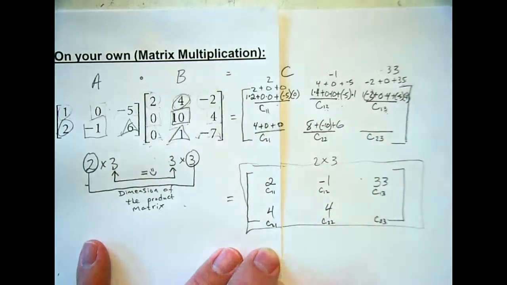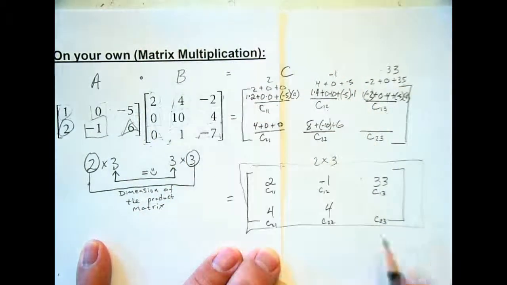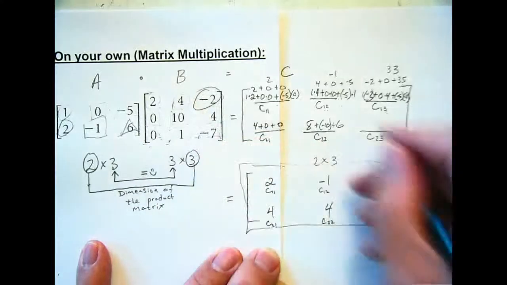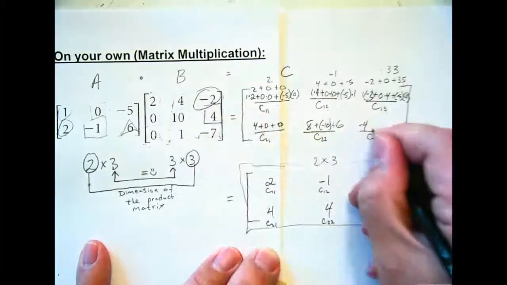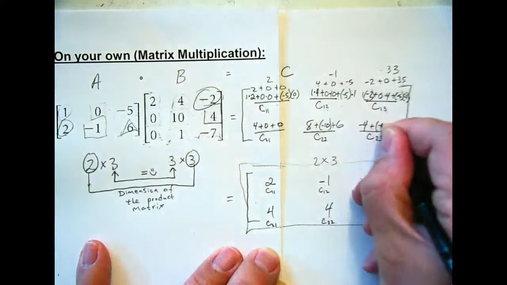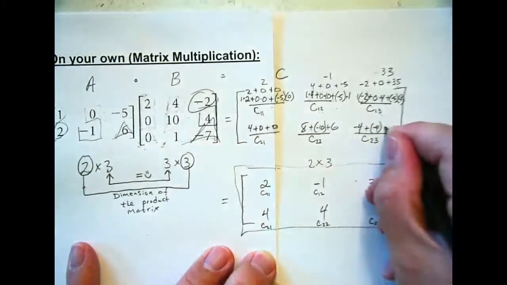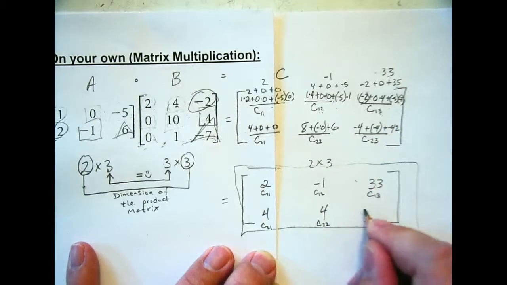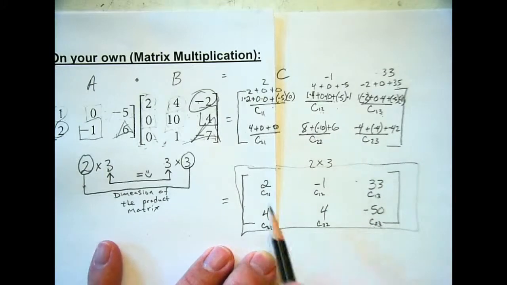Then row 2 times column 3, so -4, -4, and -42, for a grand total of -50. Is that what everyone got there? Yeah. All right. So there's our matrix.